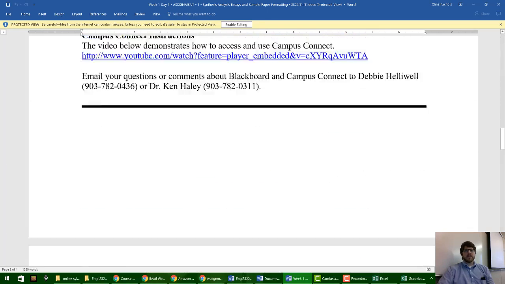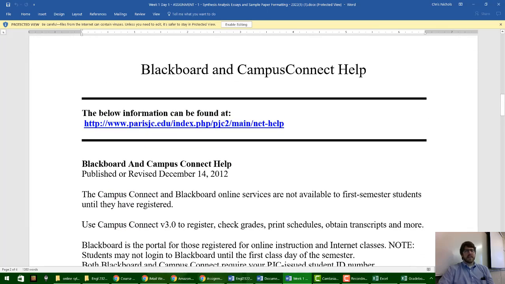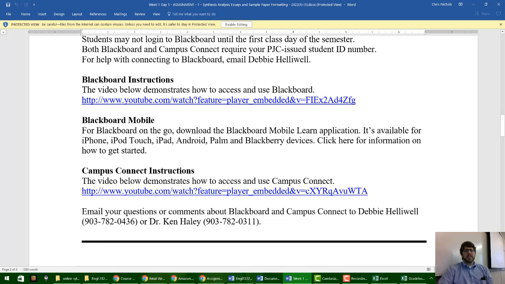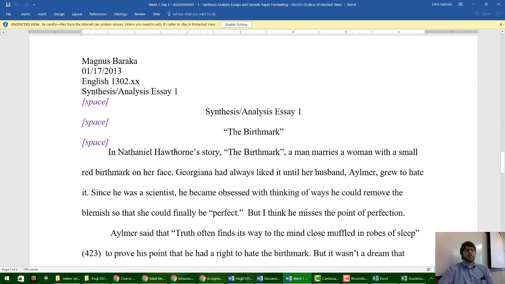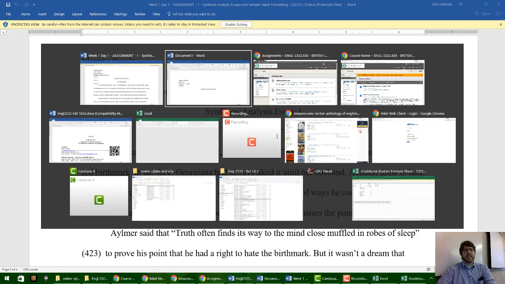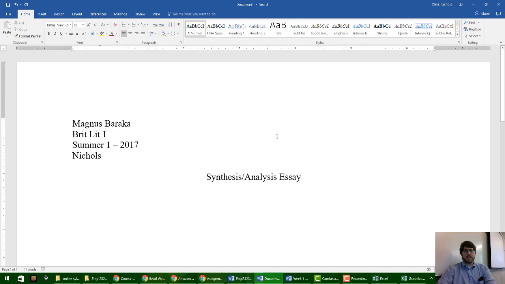So I'm scrolling down. By the way, there's a second page on this synthesis analysis essay packet that has Blackboard and Campus Connect help. So you could look at that and look at the various help you can get with Blackboard and Campus Connect if you're having issues with that. I generally go over most of that stuff in class, but it's always there in case you need it. Phone numbers, people to call. Here I've put space just to show the space. Oh, right, I forgot I did that. So, you don't necessarily have to have that extra space I was talking about, but I would say go to the sample paper and use it as often as possible to help you.